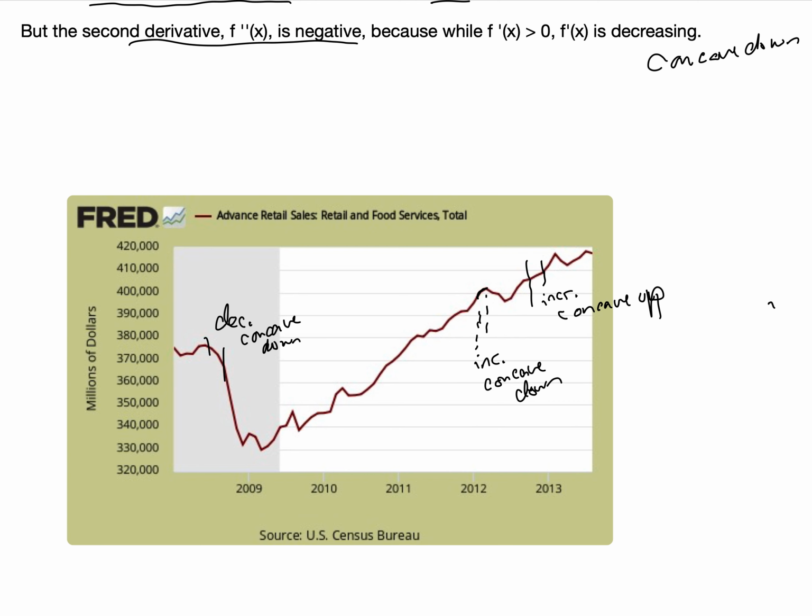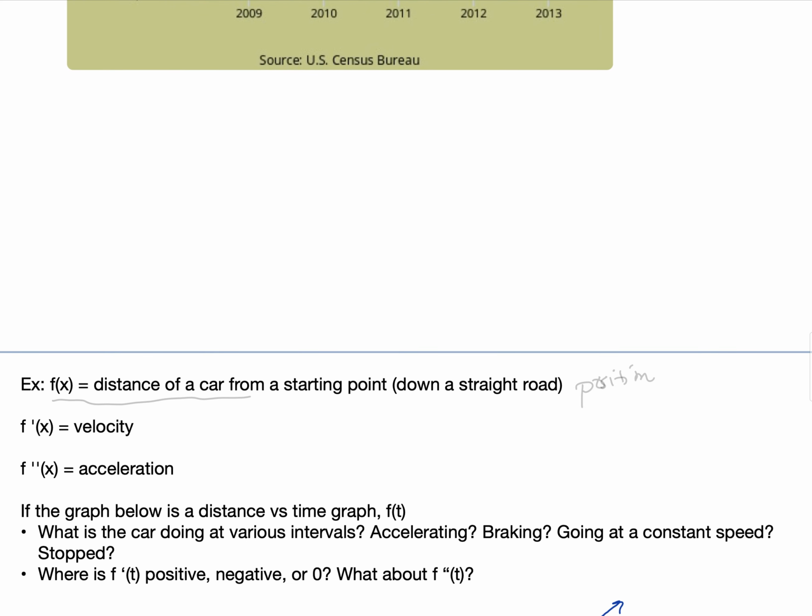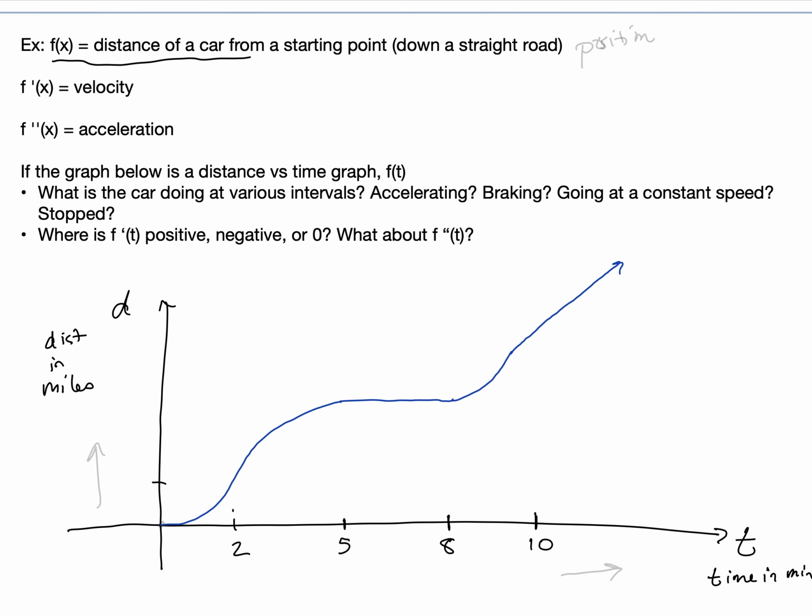Probably the most common application of the first and second derivative is in the velocity and acceleration of an object. So f of x could be the distance of a car from a starting point, or it could be the position of an object. And in that case, the first derivative is the velocity of that object. The second derivative is the acceleration of that object. So let's think about this graph below, this distance versus time graph. Suppose this is a car traveling along over a period of minutes, and this is the distance from the starting point. So here we are at home or whatever.